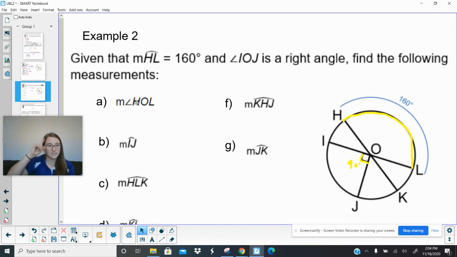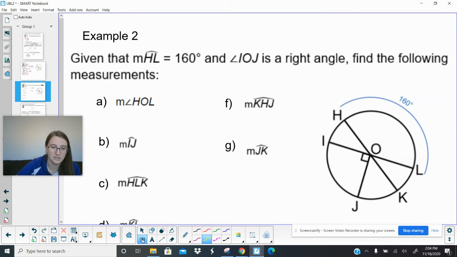So you have to ask yourself, first off, is this an angle or an arc I'm trying to find? I already said it, but is this an angle or an arc? It's an angle. That's an angle symbol, right? So I'm going to look at my picture and identify that. I'm going to find where that angle is. So this is angle HOL. So angle HOL, I want the measure of that angle.